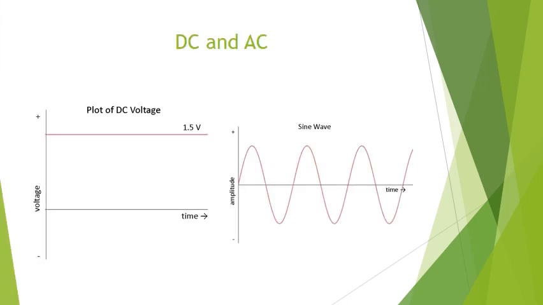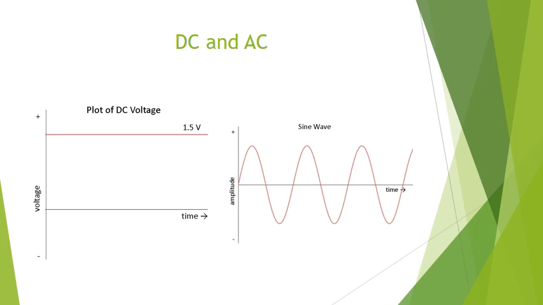There are two different types of current, direct current and alternating current. Direct current is very simple and can be represented by a straight line, as shown by the graph on the left. In direct current, there are no variations in voltage whatsoever, so the voltage is always a single value.